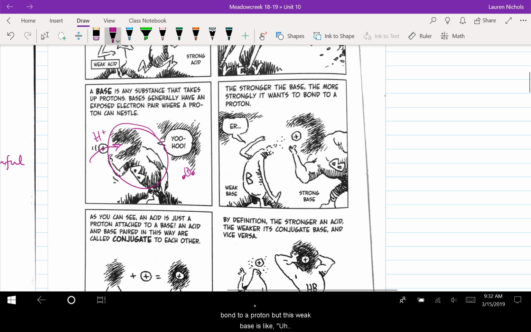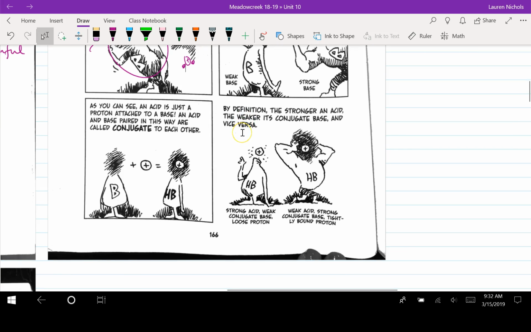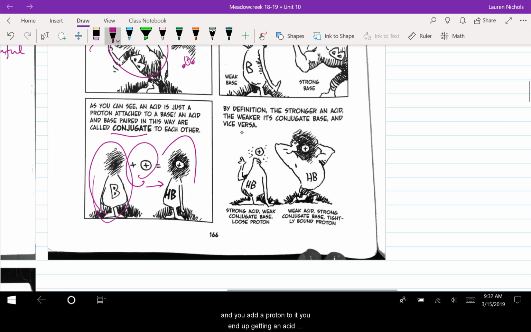So this weak base is like, maybe I want that proton, and the strong base is like, give me the proton. Okay, you can see even the body, it looks like a stronger body. It says, as you can see, an acid is just a proton attached to a base. An acid and base paired in this way are called conjugate to each other. So you can see if you take a base and you add a proton to it, you end up getting an acid. And so bases and acids are pairs if the only thing that's different about them is an H plus. And so by definition, the stronger an acid, the weaker its conjugate base, and vice versa.